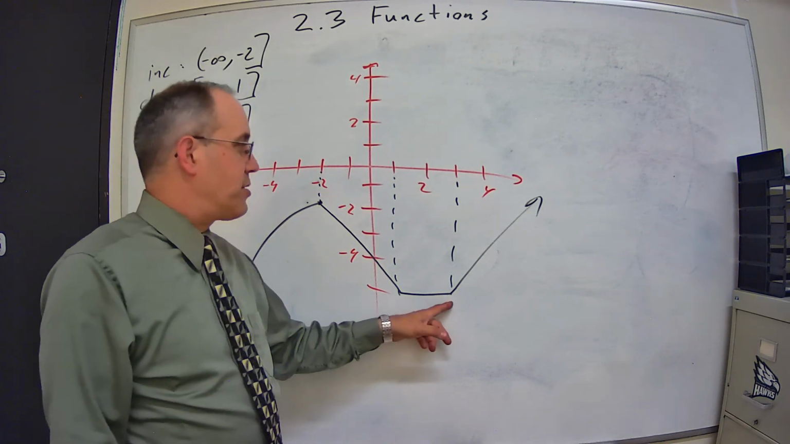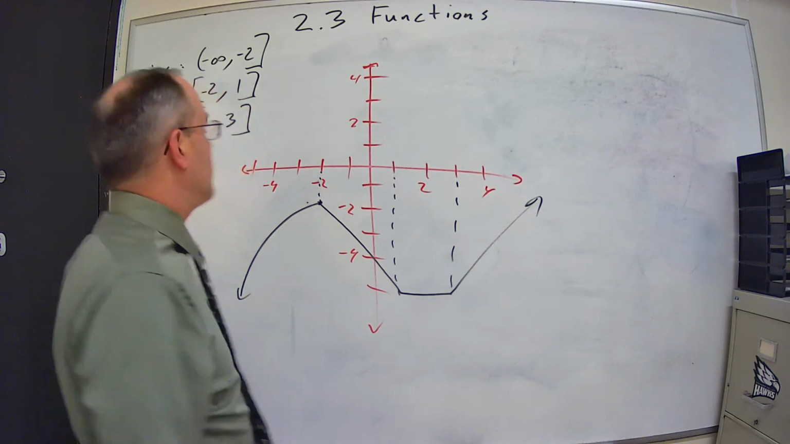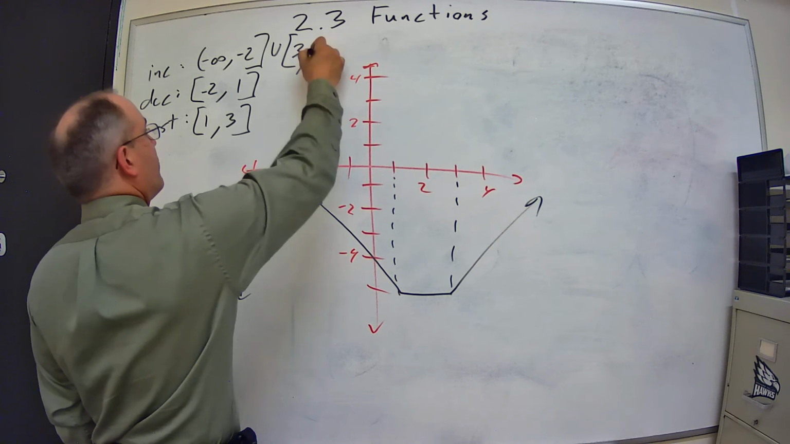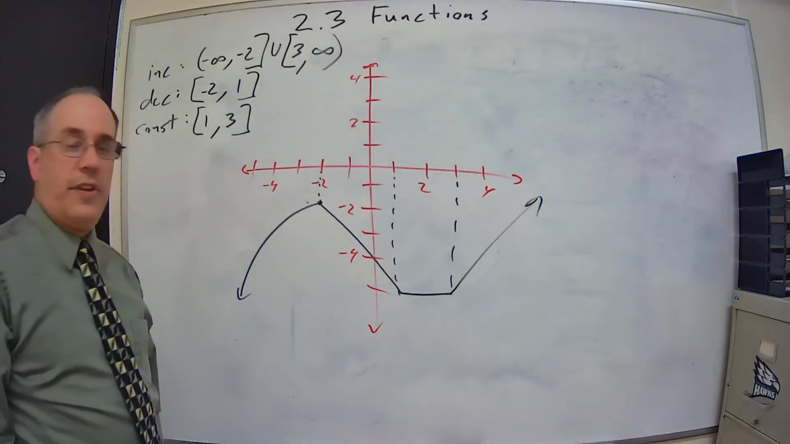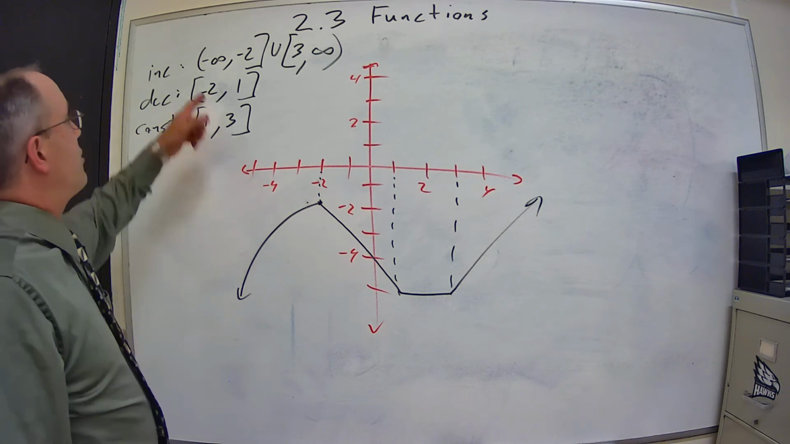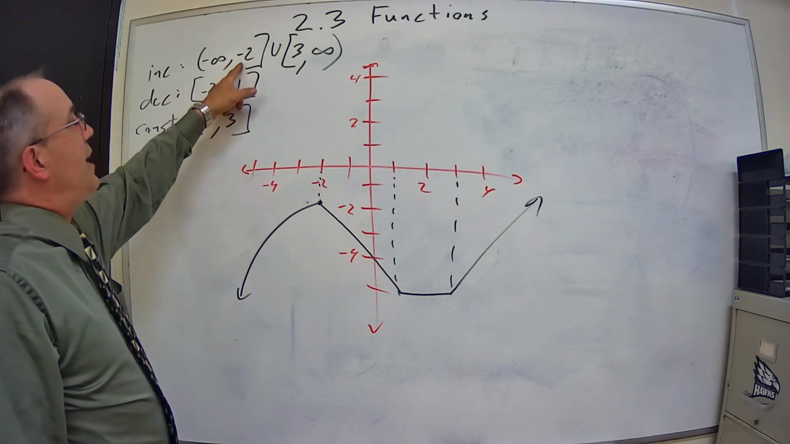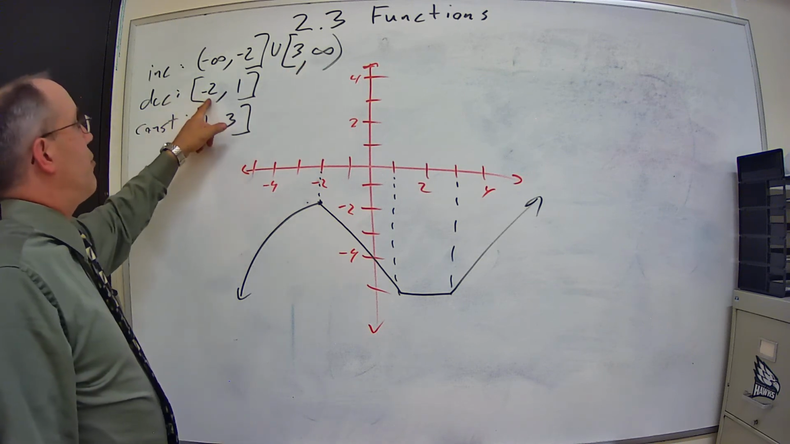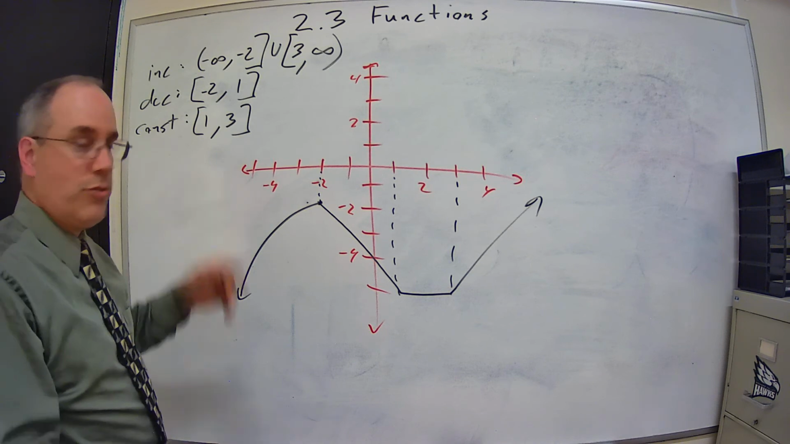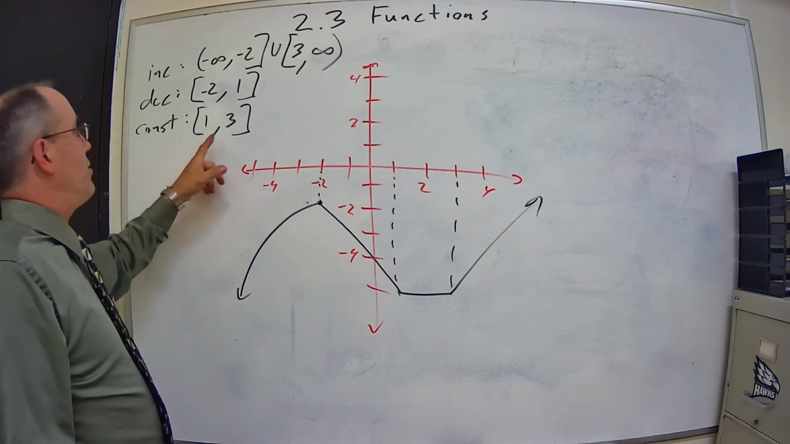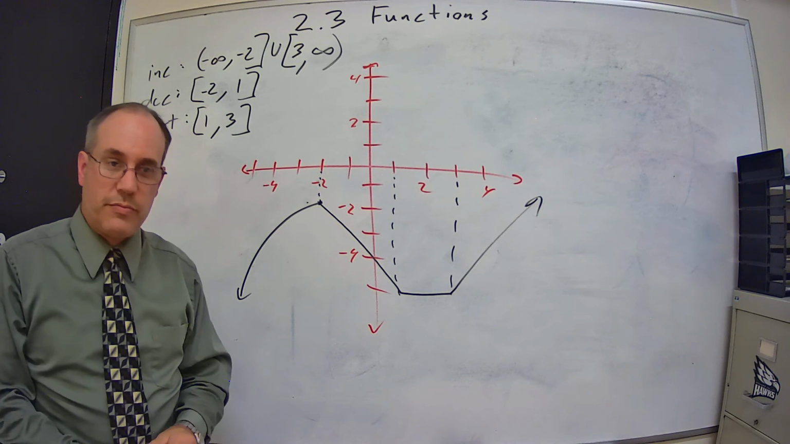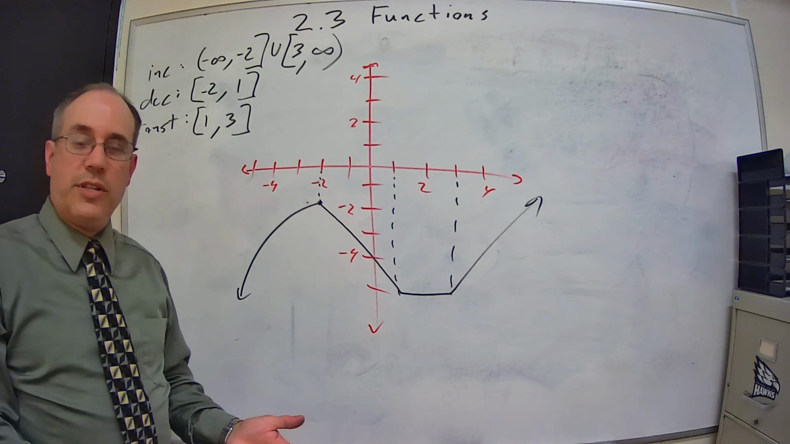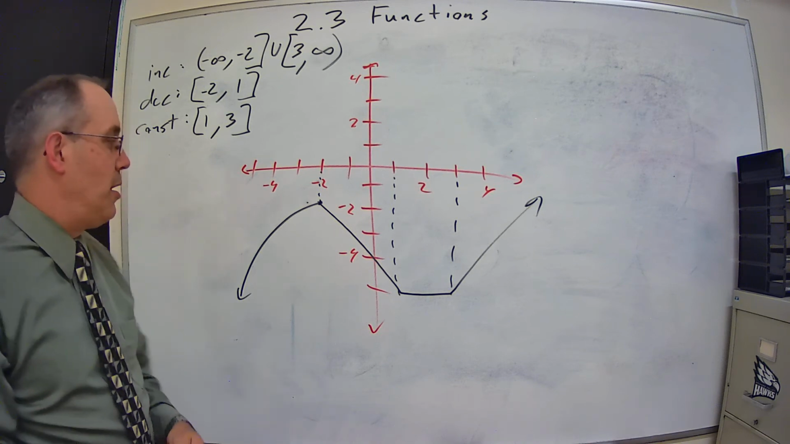And then at 3 it starts going up again, so it is increasing from 3 inclusive to positive infinity. So this graph is increasing from negative infinity to negative 2 inclusive, and from 3 inclusive to infinity. It's decreasing from negative 2 to 1 inclusive, and constant from 1 to 3 inclusive. And that's how we look at a function to determine where it's increasing, decreasing, and constant.